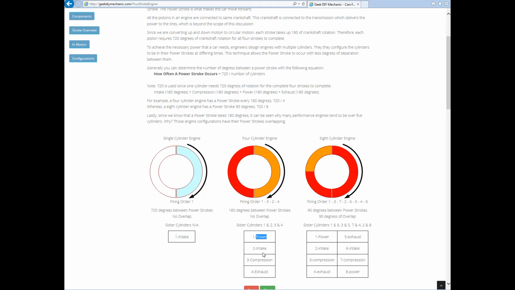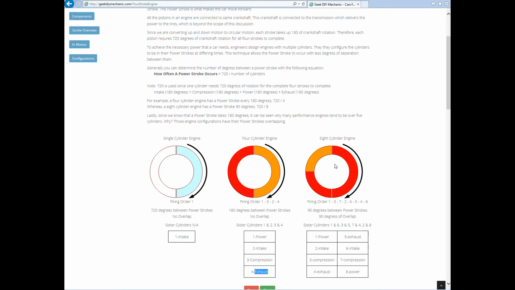So 1 and 2 again are sister. The power stroke is which direction? Down. Well, so is intake. If you remember, intake is going down, that's drawing in the air-fuel mixture. Power stroke is being forced down. Well, likewise, 3 and 4 are sister. Compression is what? Moving up. Well, so is exhaust. So this configuration allows that every 180 degrees you're in a power stroke.